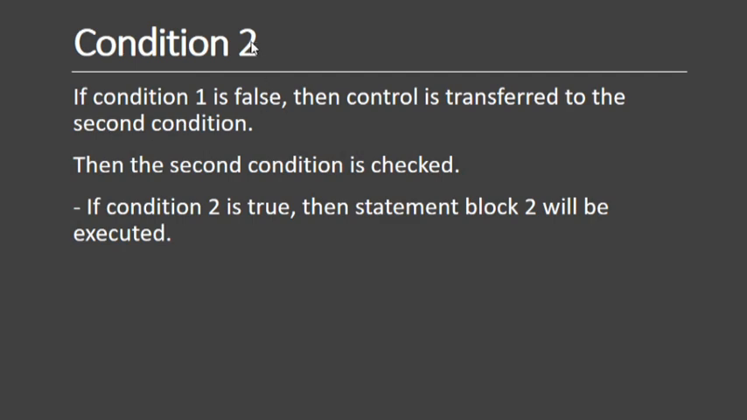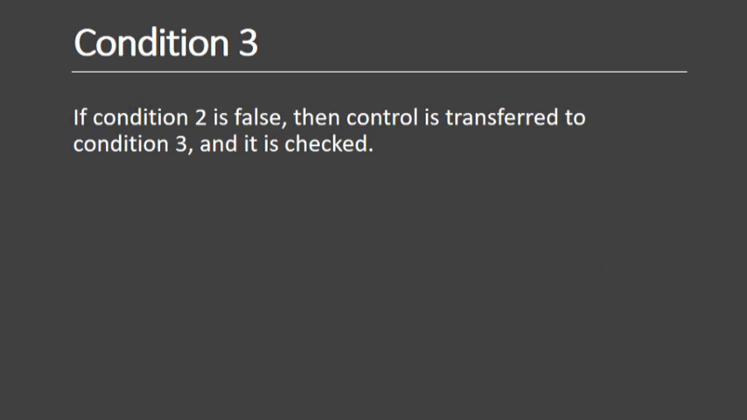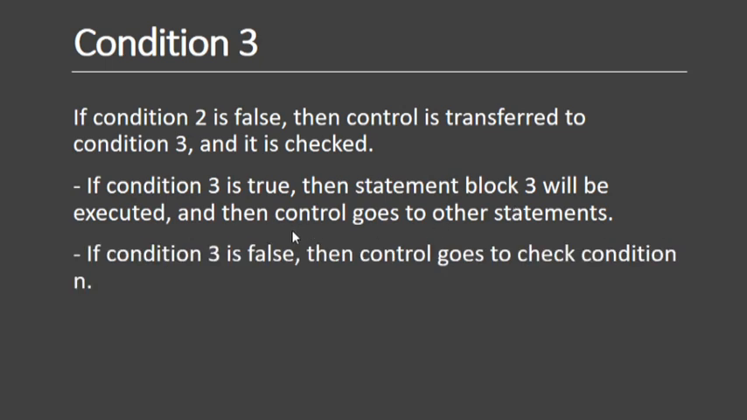Condition 2: if condition 1 is false, then condition 2 needs to be checked. If condition 2 is true, the statement under block 2 will be executed. After that, the control will come out of the ladder. If condition 2 is also false, then condition 3 needs to be checked. If it is true, the body of condition 3 will be executed, and if condition 3 is false, it moves on. Like this, conditions 4, 5, 6 up to n will be checked.